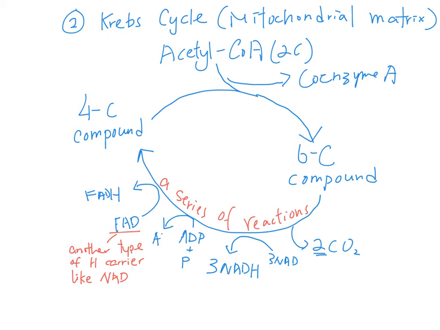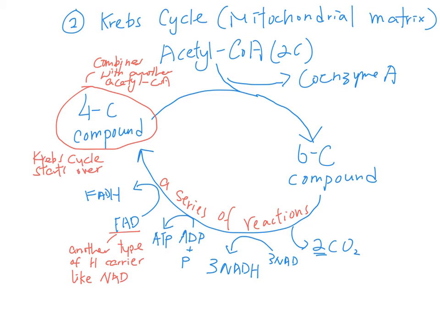Now finally, when 6C becomes 4C, some energy is given out, and this is used for making more ATP, and the cells can already make use of this ATP at this stage. The 4C compound that was made from the 6C compound will then be regenerated, and it will go back to combine with more acetyl-CoA and keep the Krebs cycle running.